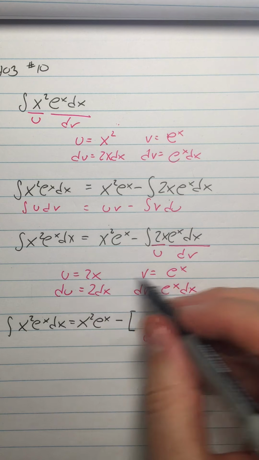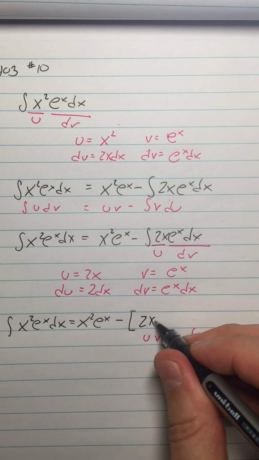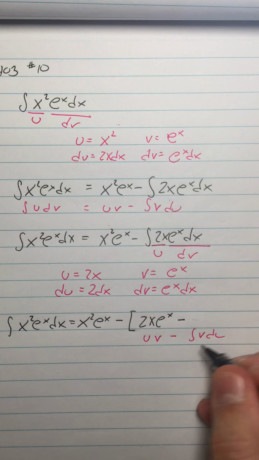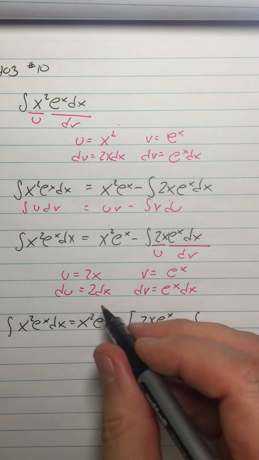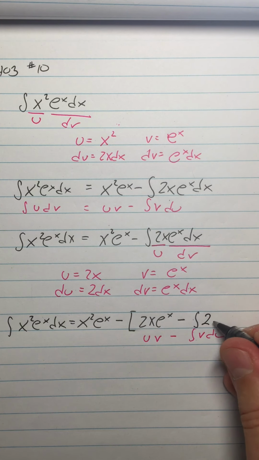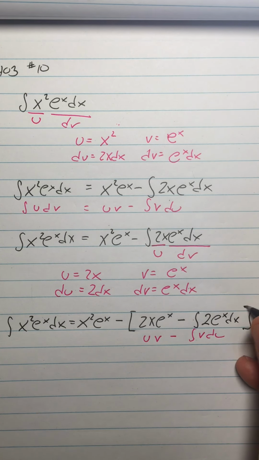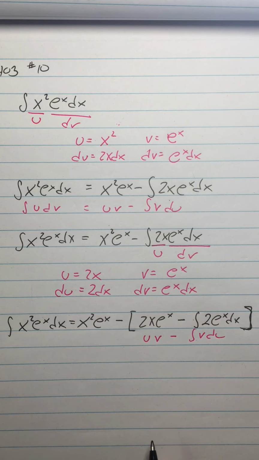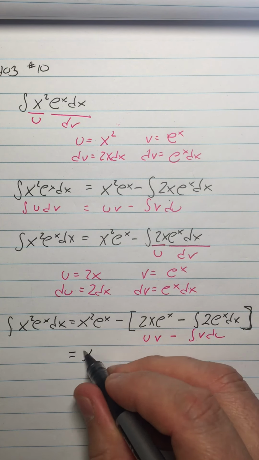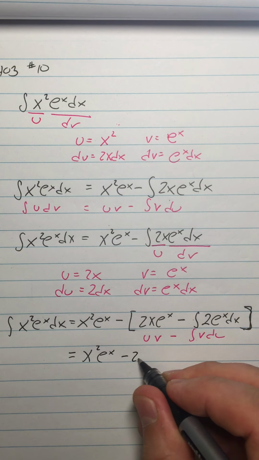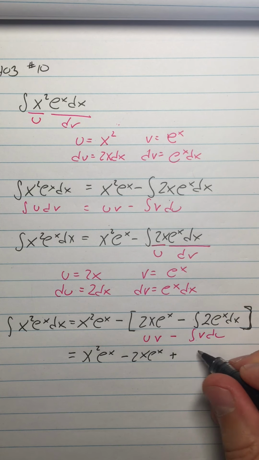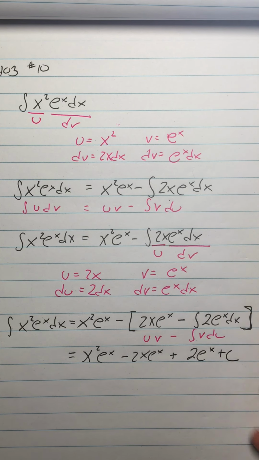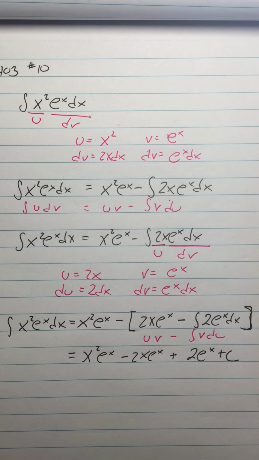All right, so my uv is going to be 2x e to the x. And then I have minus my integral of v du, which is going to be the integral of e to the x times 2 dx. So let's write that as 2 e to the x dx. All right, and so I just put a big bracket so that I can distribute that negative sign. And then I can just work out the rest of it. So I have x squared e to the x minus 2x e to the x. And I'm distributing this minus sign, so I'm going to have plus. And then I'll go ahead and do this antiderivative. It's going to be 2 e to the x plus c. There you go. All right, so that's doing a two-step integration by parts.